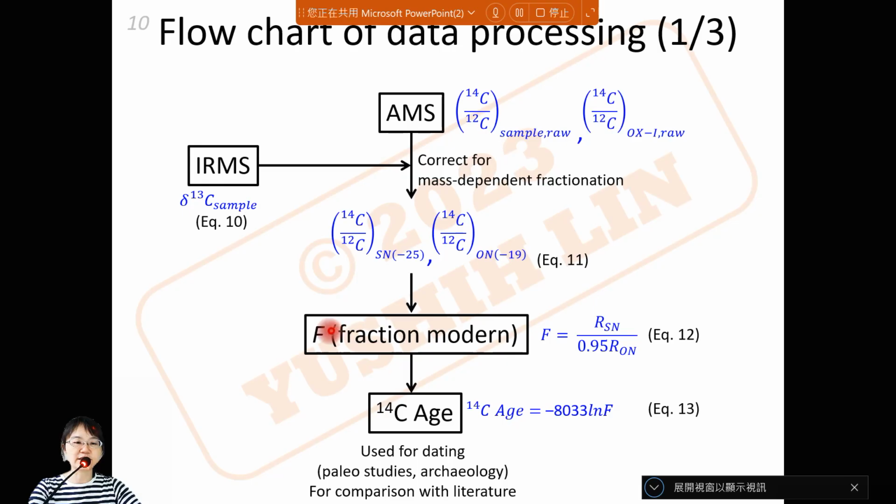Then you can calculate F, because F is the ratio of your normalized sample over your normalized standard, and the standard has to be times 0.95. This is the value the AMS lab will report to you. Lastly, you use Libby's mean life to calculate the conventional C14 age. That's the data processing procedure. This is useful for dating. For example, when you want to compare with literature, you might want to use conventional C14 data. However, for other applications, you might want to calculate something else.